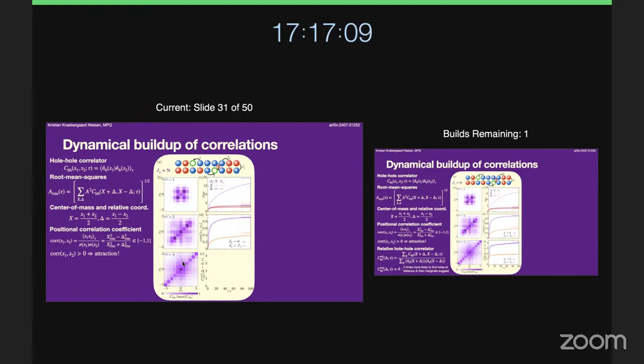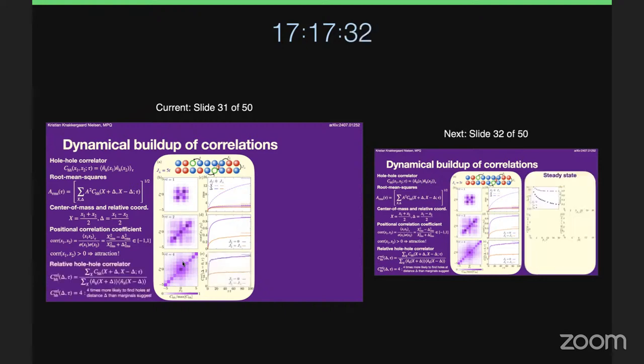And for the purple line here, for which the intra-leg spin coupling is 0, this rises almost to a unit value. So these are very strongly paired up. They very strongly want to be on top of each other.